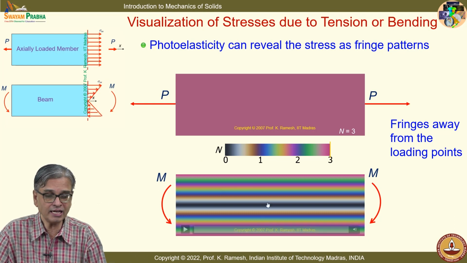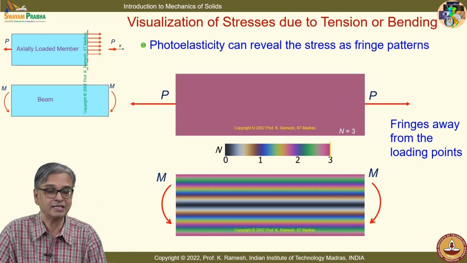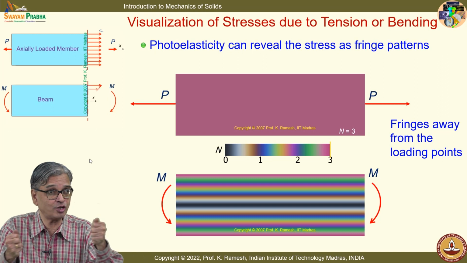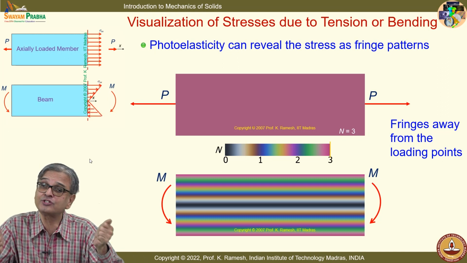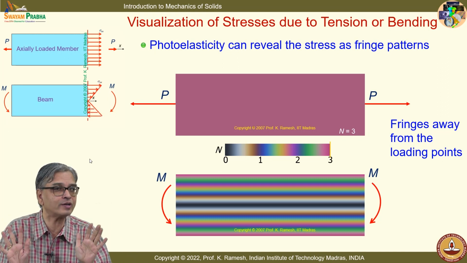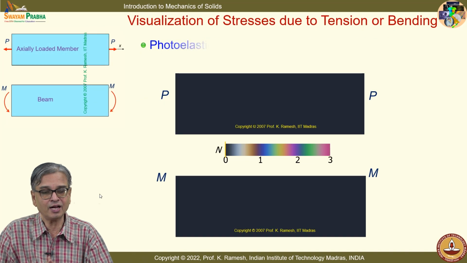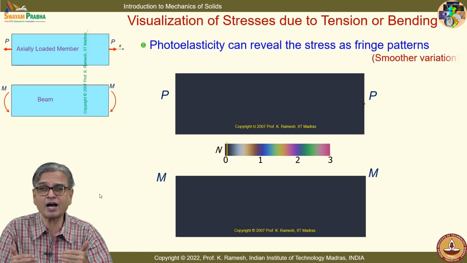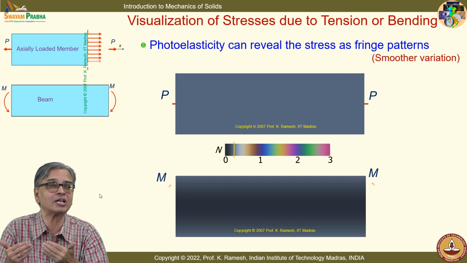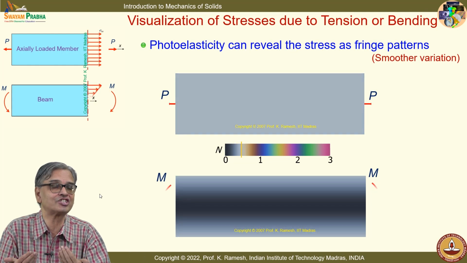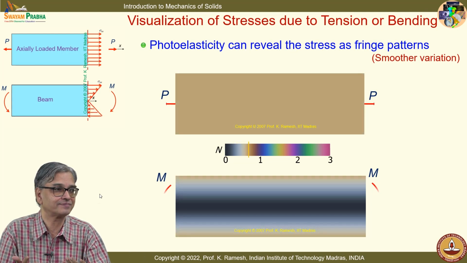I have all the colors in this spectrum available when it is bent. So the response to an axial load and the response due to bending are different, which you can clearly see. Now I will also repeat it with a smoother variation. Now you observe how the bending loads are reflected as resistance in the colors.